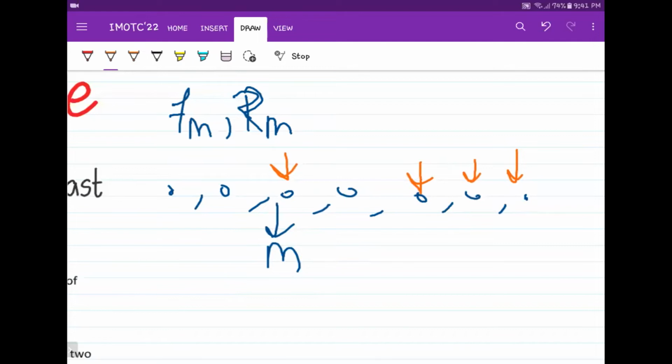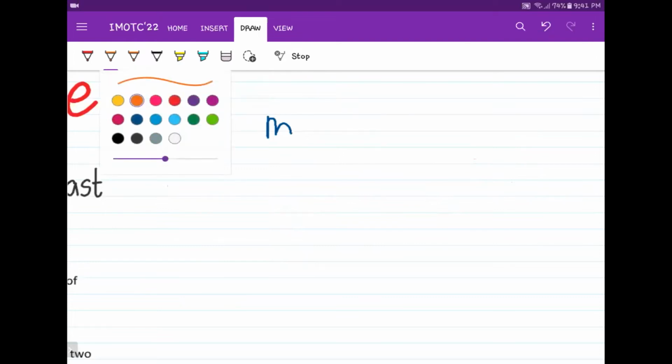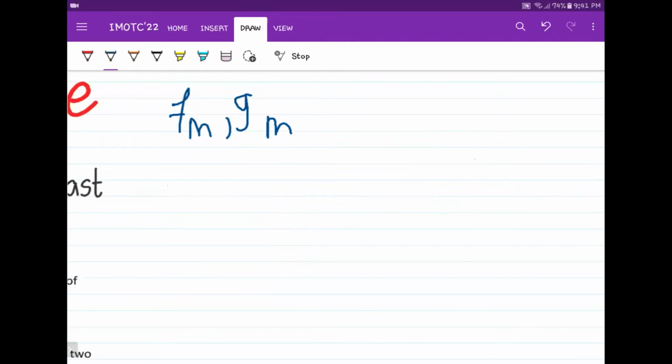Are the definitions clear? Wait, what is FM and what is RM? Okay, I'll draw it. Why am I calling it RM? It should be G. Let's call it G. FM denotes the monotonically increasing sequence which has the last element equal to M. And GM is the maximal length of a monotonically decreasing sequence which begins with M. So if our M is here, then FM will have the last element equal to M, over here. And GM will be the decreasing sequence which begins with M. So that's the GM sequence, the maximal length of the thing.